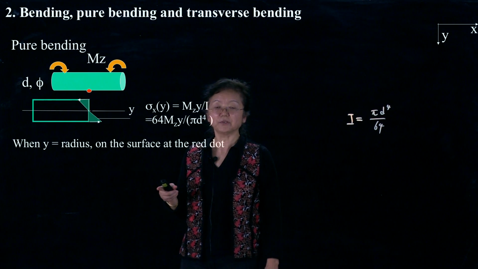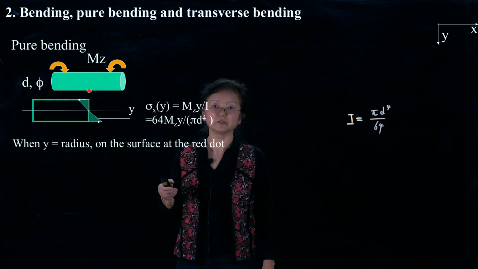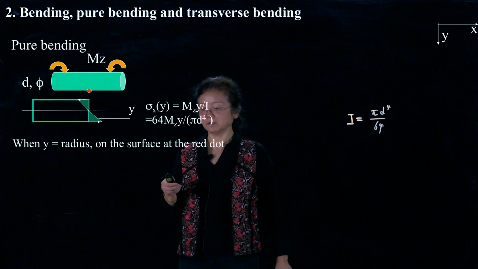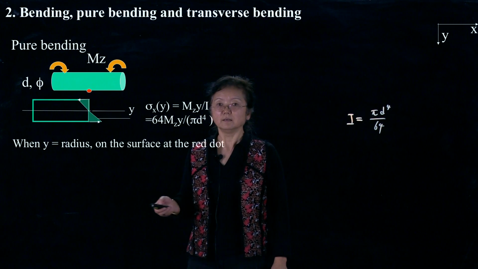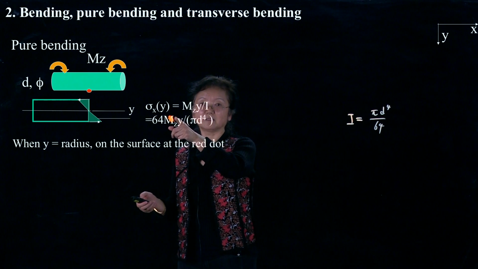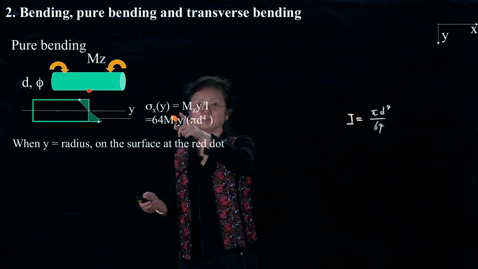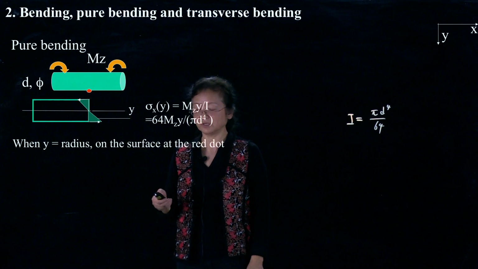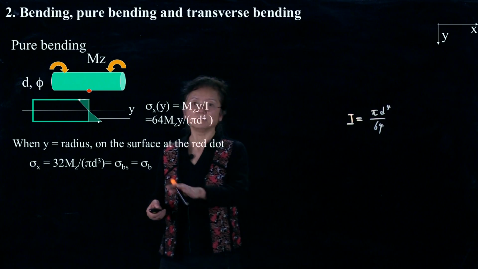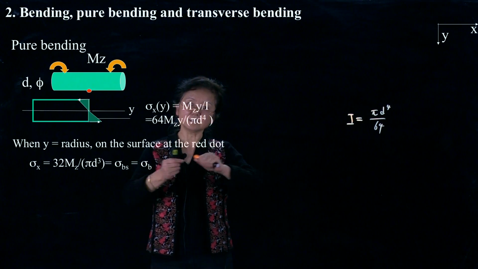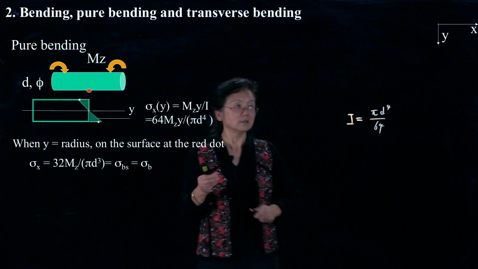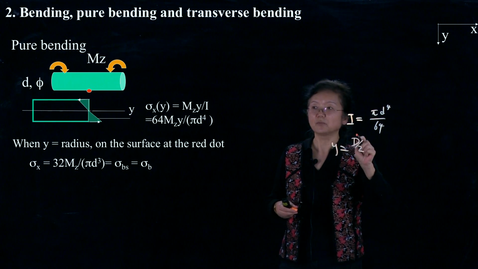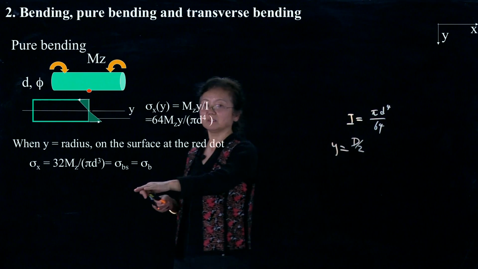Maximum appears in the surface. That's what we know, in the surface, when y equals the radius of the shaft, which is the red dot in this particular case. The red dot is at the bottom, which is under tension. The top is under compression, just opposite in sign. Because the stress is along the x direction, we can use sigma x. So when y equals d divided by 2, we bring this into that equation.